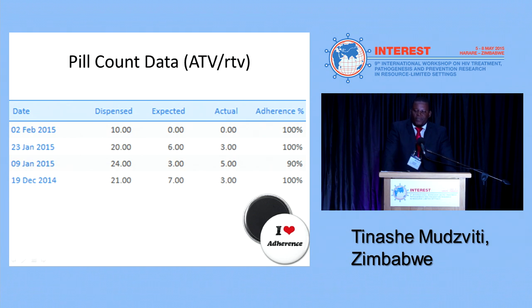So this is how the pill count data looks. At Newlands Clinic, we have an EMR that can automatically calculate your pill count data. Every time the patient comes back, you count the tablets, you key in the number of tablets they've come back with, and it calculates your adherence. Essentially, since December 2014, Brian has been maintaining more than 90% adherence, which we're saying is quite good.